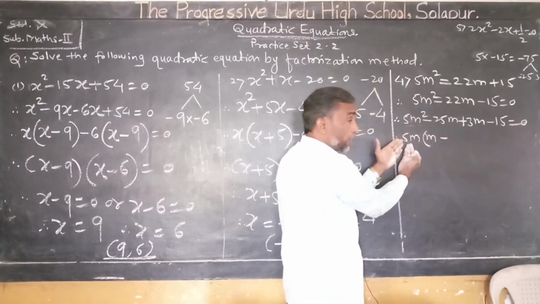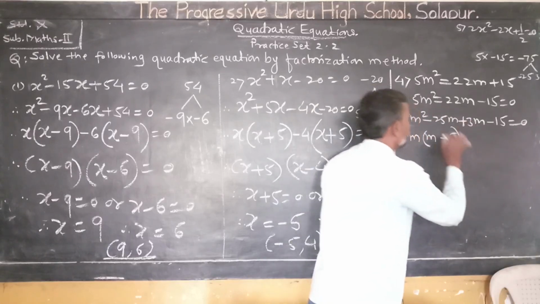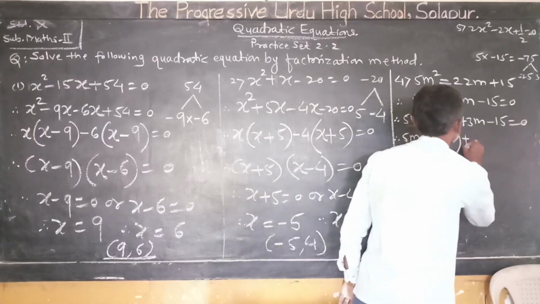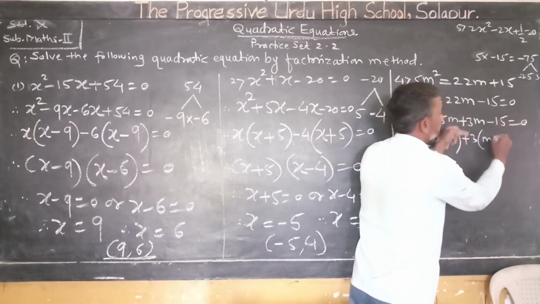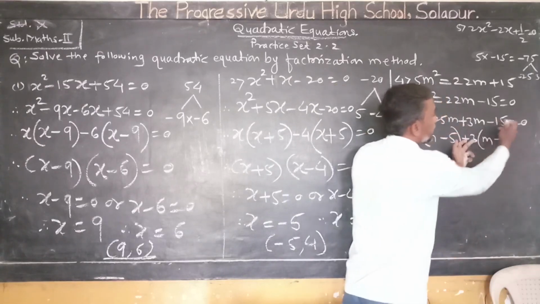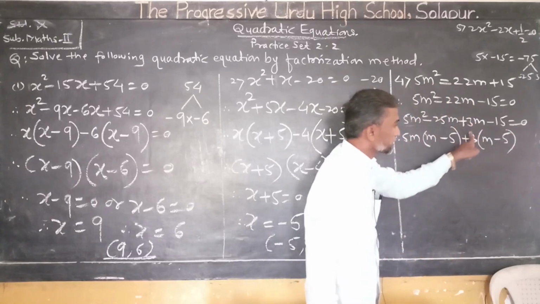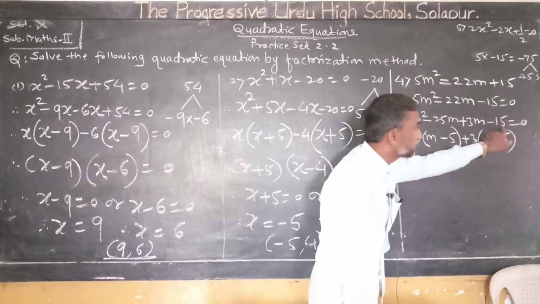5m we have taken common, 5, 25, m we have taken common. So, only minus 5m will remain. Now, take plus 3 common, m will remain, minus sign as it is, divided by 3. 3 5s are 15.